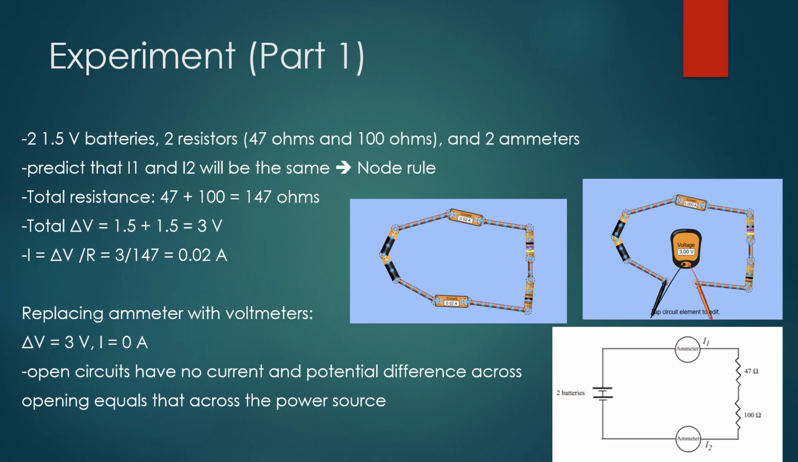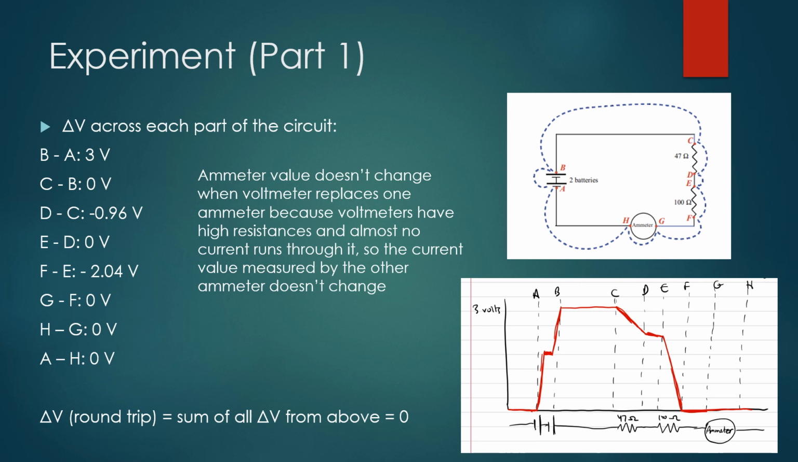Replacing the ammeter with a voltmeter gave a potential difference of 3 volts with a zero current, because open circuits don't have current and the potential difference across the opening equals that of the power source. These were the potential differences across different parts of the circuit, and the total potential difference around the whole circuit was the sum of all the potential differences, which was 0.